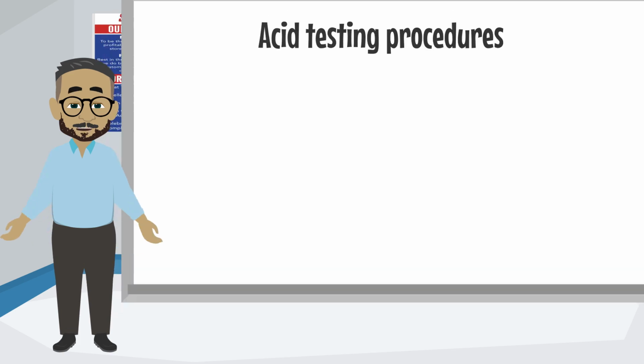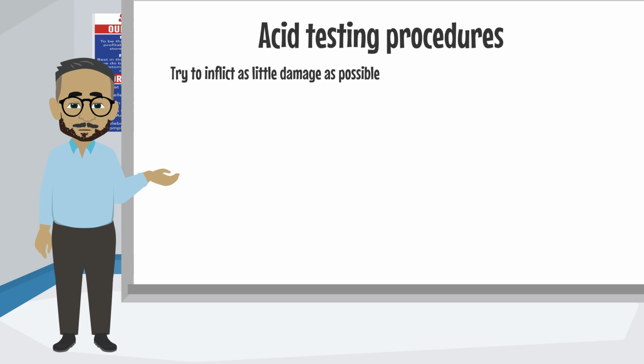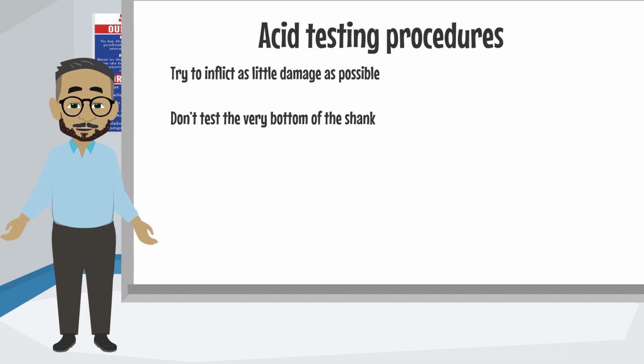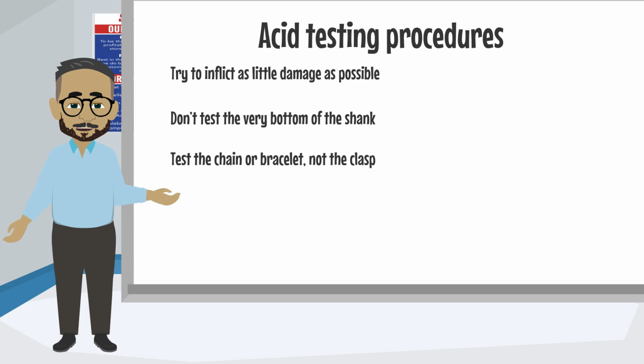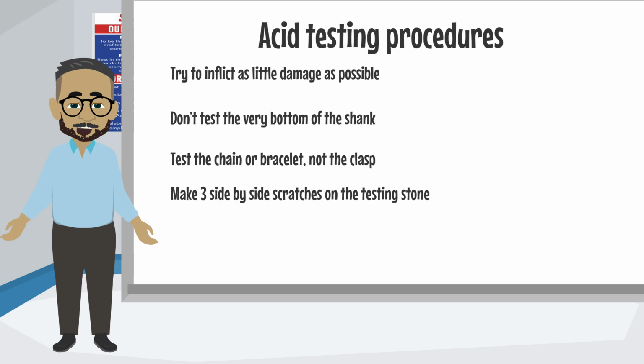Acid testing procedures. When acid testing a customer's merchandise, try to inflict as little damage as possible. With rings, don't test the very bottom of the shank. With gold chains and bracelets, test the chain or bracelet, not the clasp. Make 3 side-by-side scratches on the testing stone. The scratches should be long enough to allow testing with 3 acids and not allow the acids to touch. Scratches should leave a nice golden color on the stone.